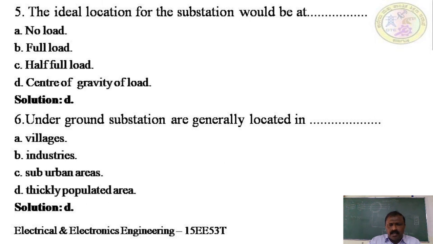Next: underground substations are generally located in dash. The options are A, villages; B, industries; C, suburban areas; D, thickly populated area. Generally we go for underground substations only in thickly populated areas where there is a space constraint. Therefore underground substations are generally located in thickly populated areas. So the solution is D.